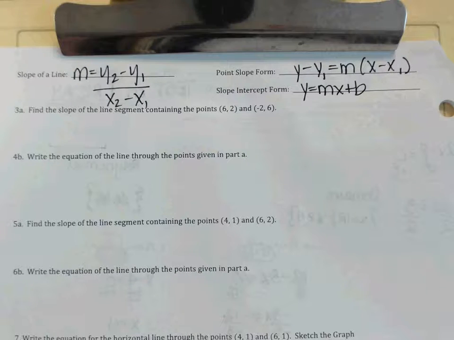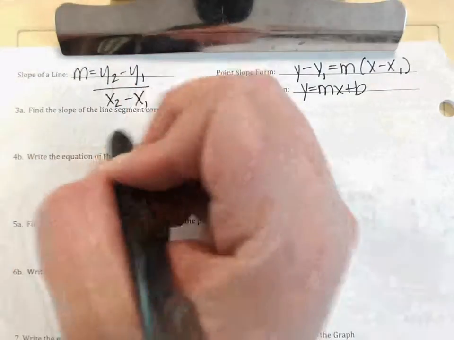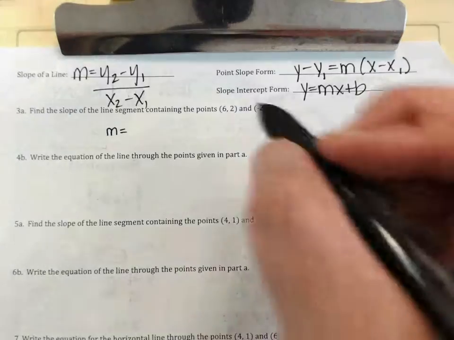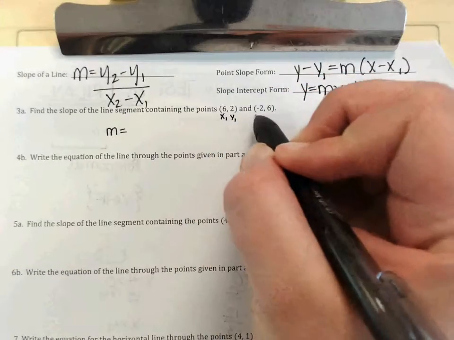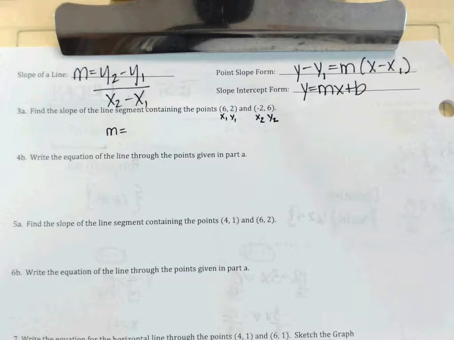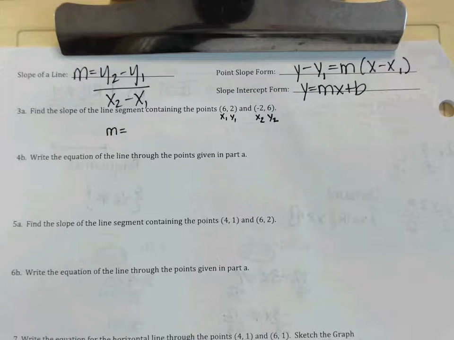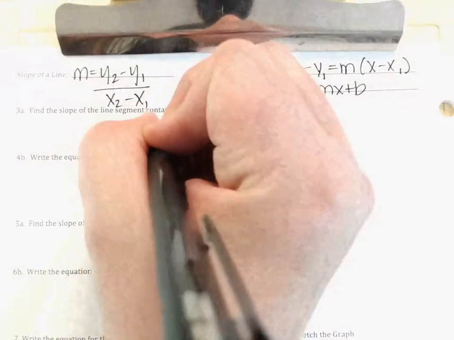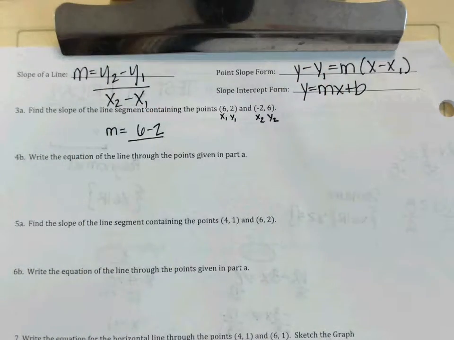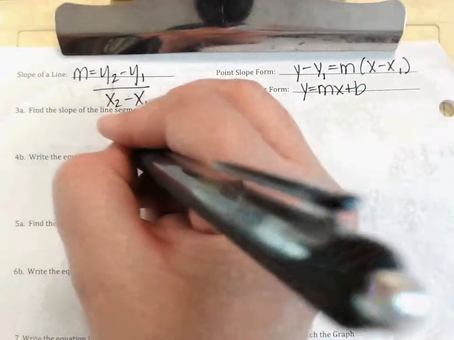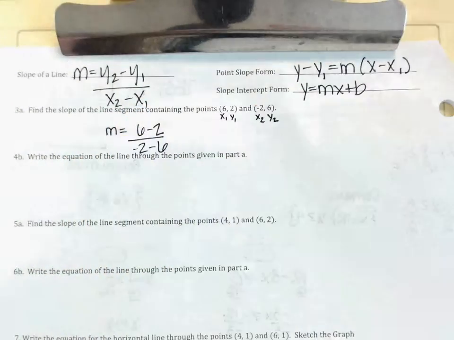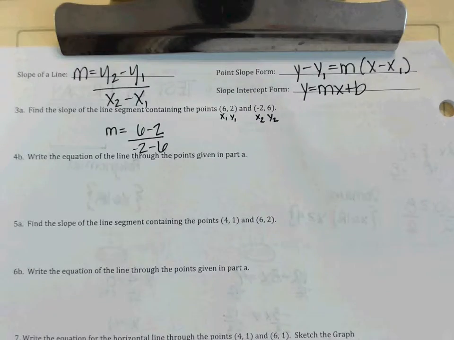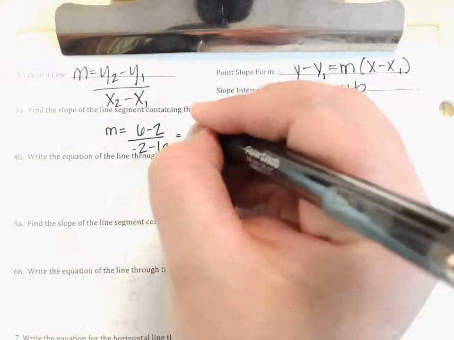Okay, so 3a says find the slope from (6, 2) and (-2, 6). So the first thing I'm going to do is find the slope. That's m equals. This is x1, y1. This is x2, y2. So when I set up my points, it's going to be y2 minus y1. Which numbers do I use? 6 minus 2, and then x2 minus x1 would be negative 2 minus 6. Okay, then 6 minus 2 is 4 on the top.